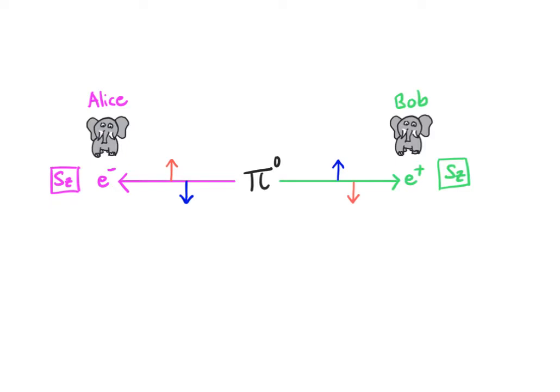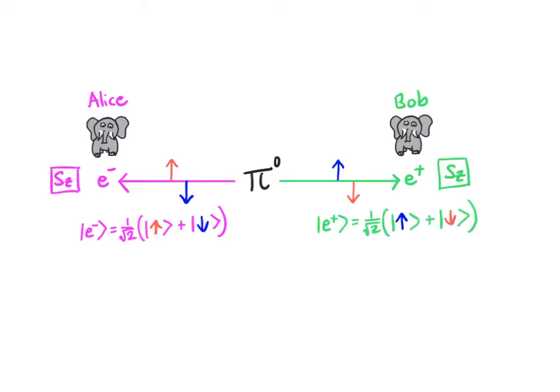You might think, okay, well that means we should be able to write down the wave function of the electron as 1 over square root of 2 times spin up plus 1 over square root of 2 times spin down. And we could do the same thing for the positron. This is actually not correct though, because we just established there are really only two outcomes. Alice measures spin up and Bob measures spin down, or Alice measures spin down and Bob measures spin up.